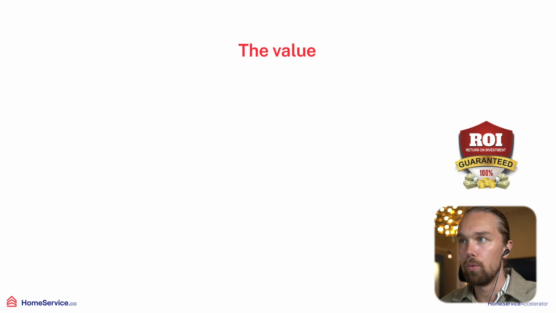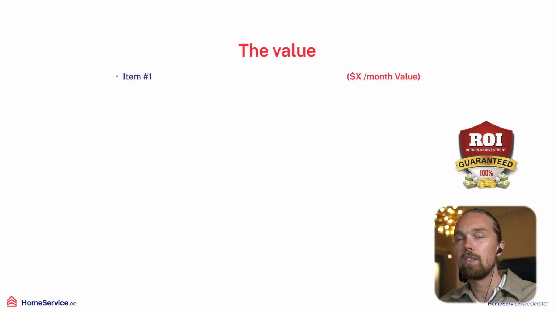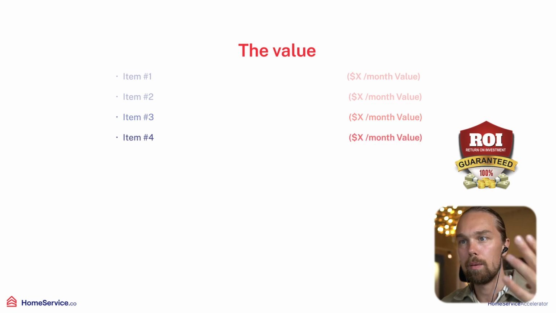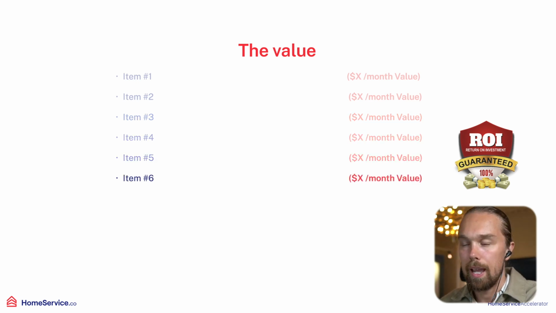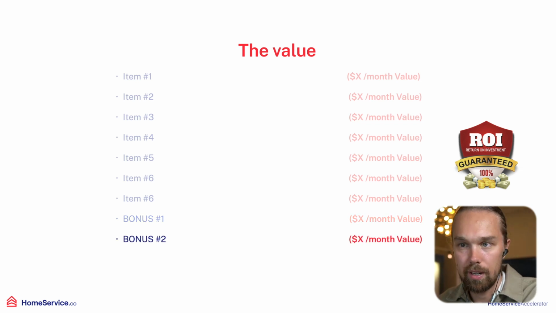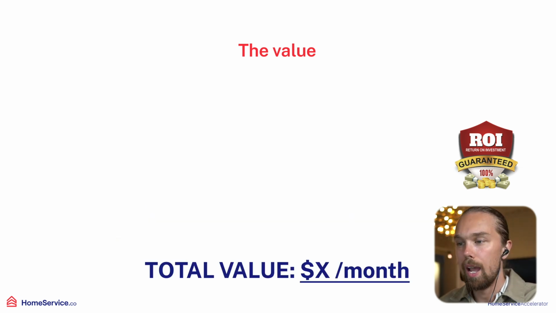And then you go through your offer. And then normally what we do is that we have a value stack. So we reiterate what we have in our offer. So item number 1, it's worth X amount of dollars. Item number 2, item number 3, item number 4, and so on and so on. And then we normally have a bonus here as well that I'm going to show you an example of in a sec. And then bonus number 2. And then you basically get a total value here of X amount of dollars per month.